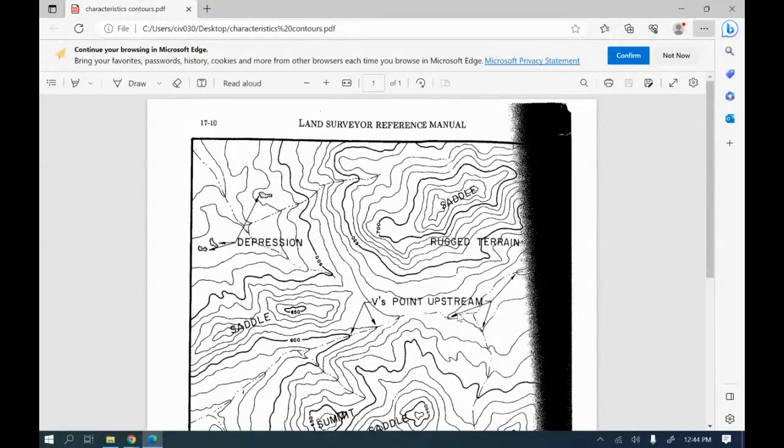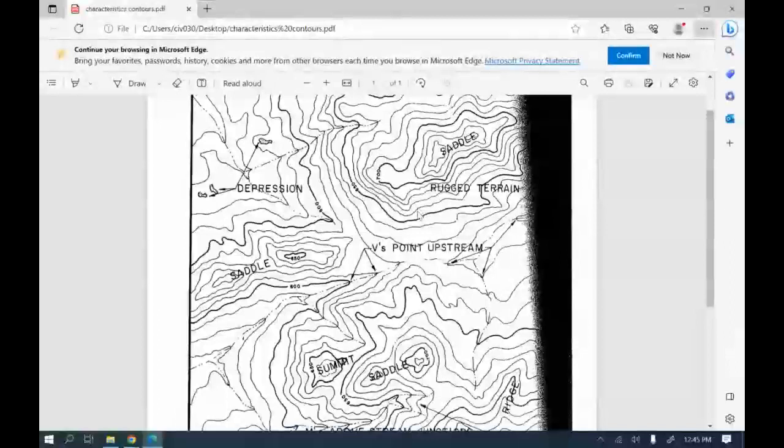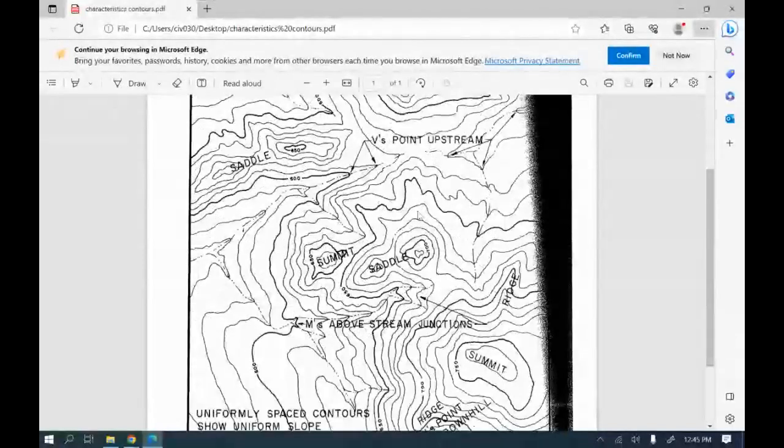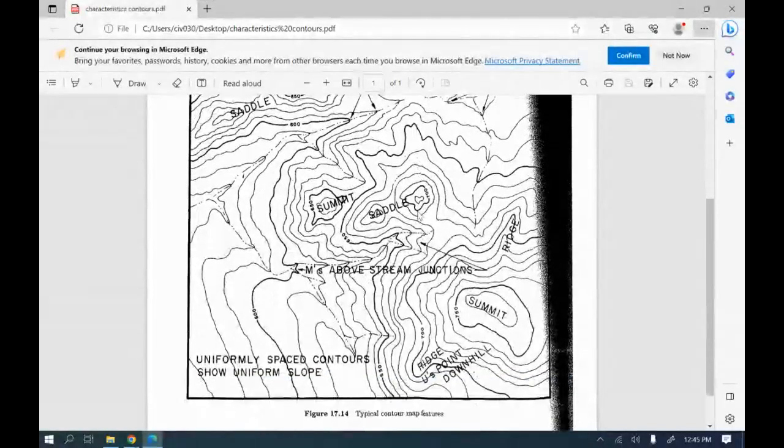Gotcha. How about a ridge? Is a ridge just... There's one right there. It's kind of like a bunch of viewpoints downhill. Is that like a slope? See how these are evenly spaced?